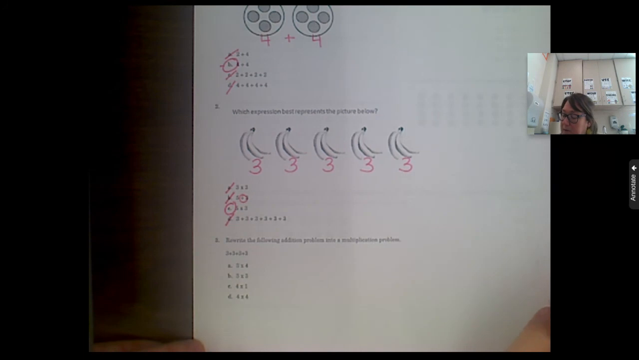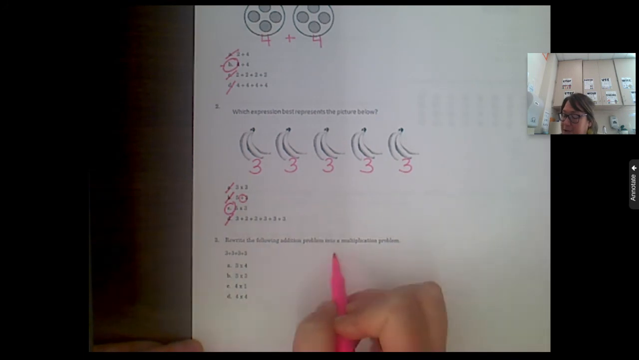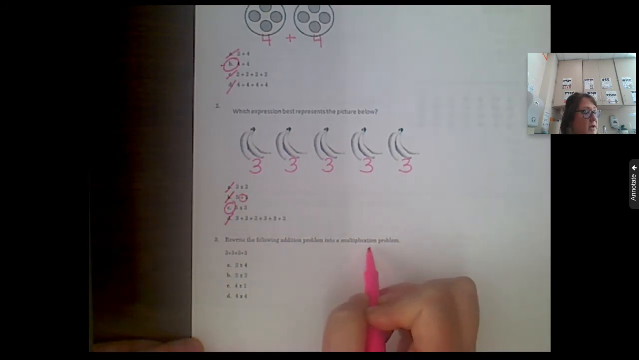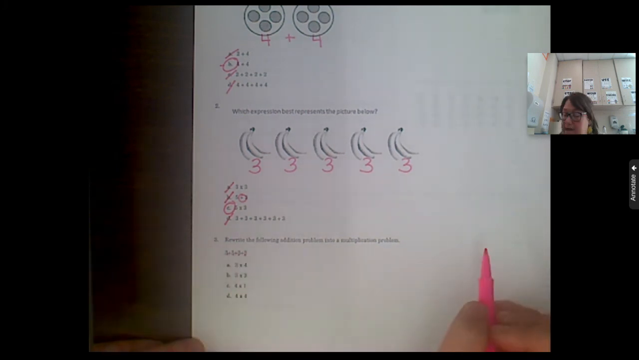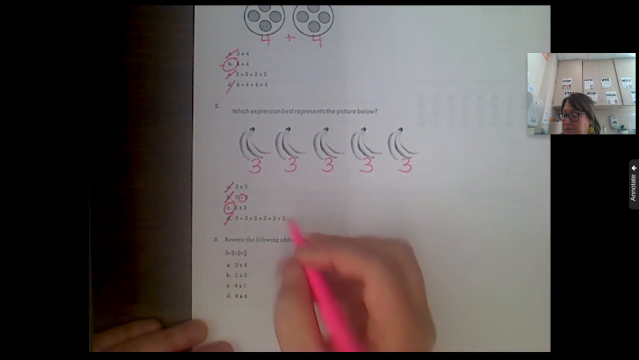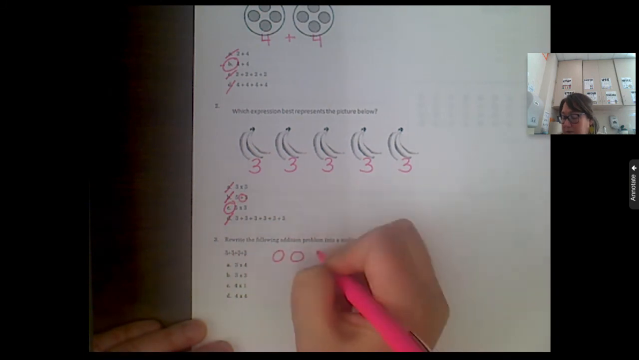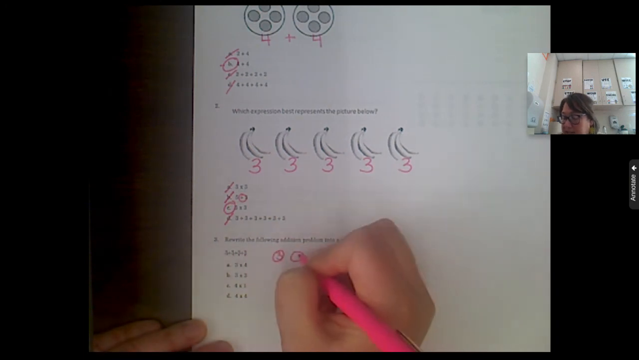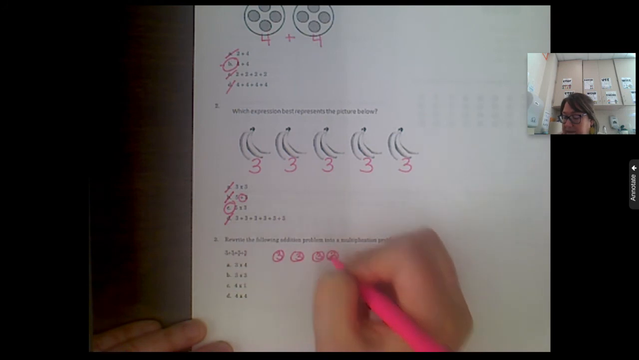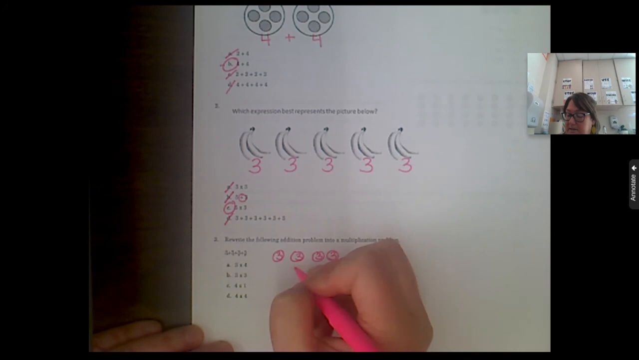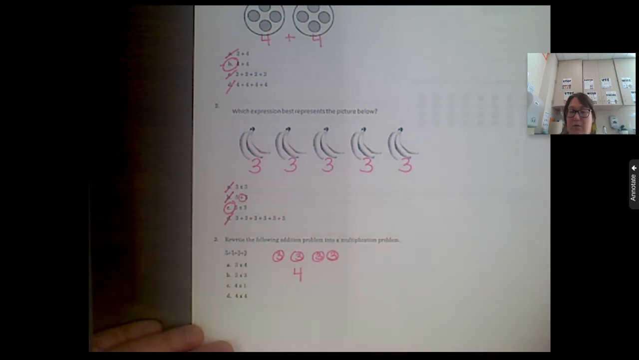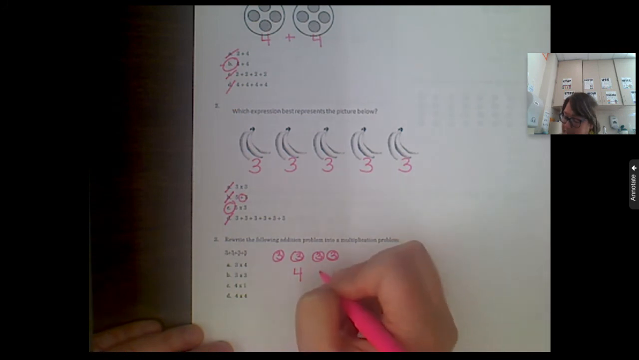Okay. Moving on, rewrite the following addition problem into a multiplication problem. So in this one, I have 1, 2, 3, 4 groups, 4 threes, right? So 1, 2, 3, 4, since there's 4 threes, if it helps to do 1, 2, 3, 4, and I can stick a 3 in each one, that can help me to see that there are 4 threes, right? The first number in my multiplication sentence is the number of groups, and there's 4 groups. How many are in each one? 3. So 4 times 3, okay?